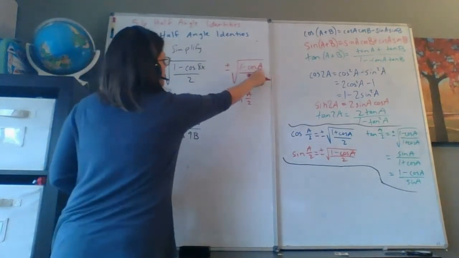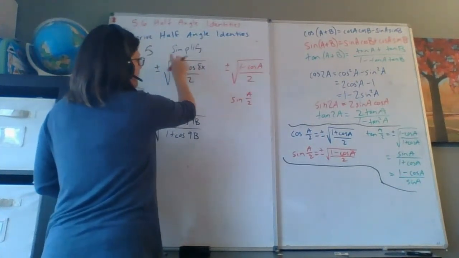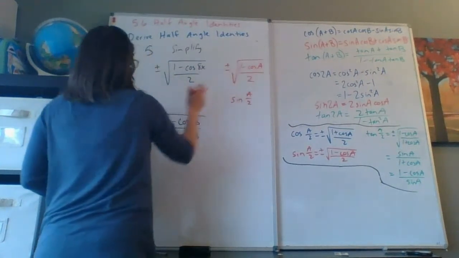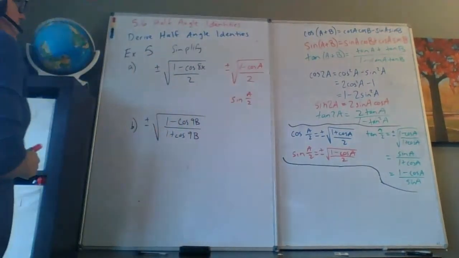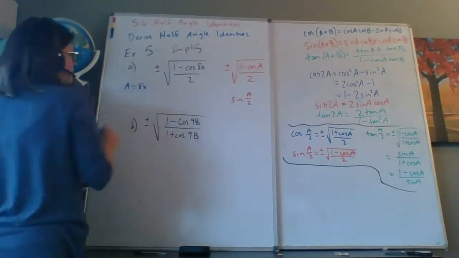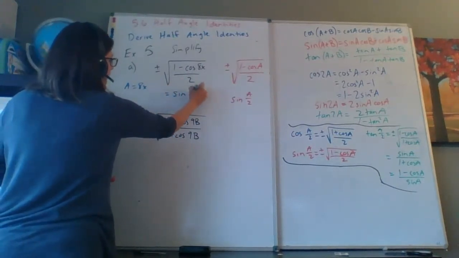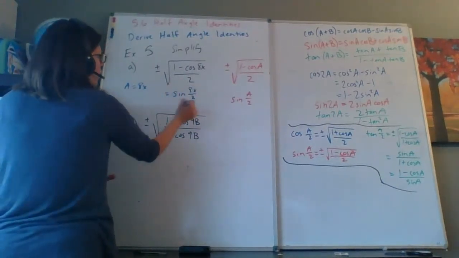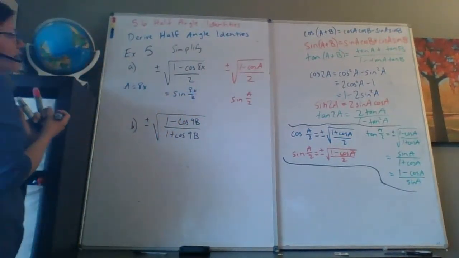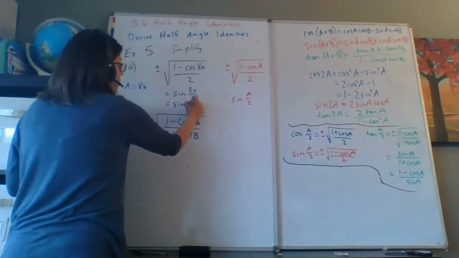So now we have to compare what is A. Well, everything is the same except the 8x and the A. So we have that the A must be 8x. So therefore this will be equal to sine of 8x over 2. We can divide the 8x and the 2 because they are both within the sine function. So our final answer is sine of 4x.